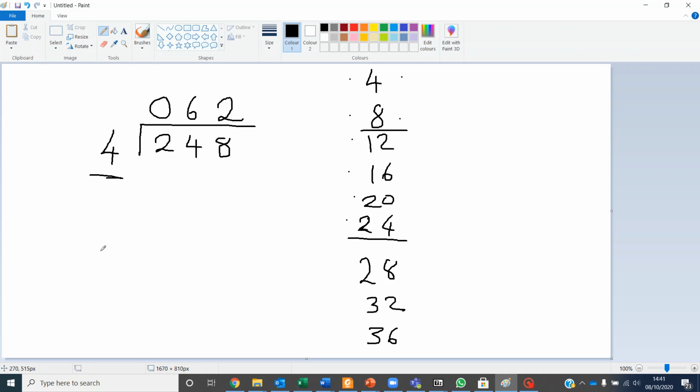In the next video, I'm going to talk to you about what to do if it doesn't go out evenly. If you have something left over at the end, like let's say this number is a 9 instead of an 8, what do you do in that case? So that's the next video. I hope this one's been helpful.